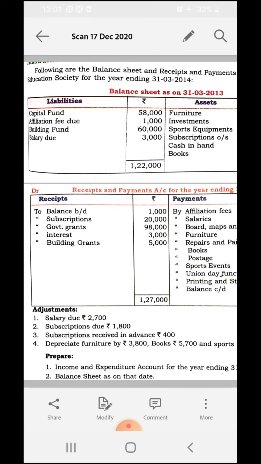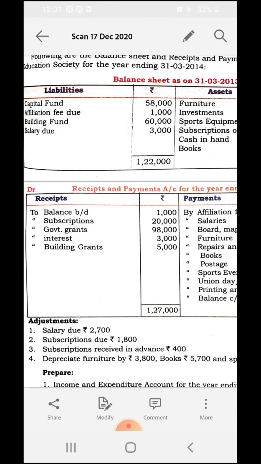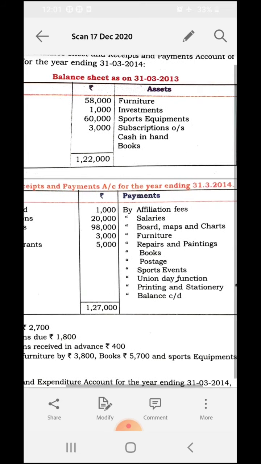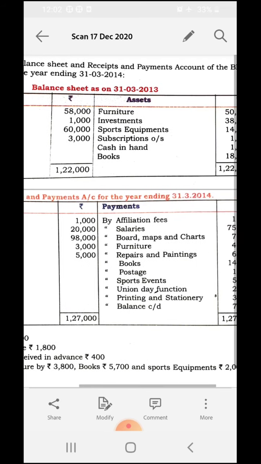1000 is outstanding due, meaning it is paid in the current year. So from the current year affiliation fee we need to deduct it. Then building fund we have, a special fund of 60,000, and salary outstanding due 3,000. Right. So these are the items given on the liability side.